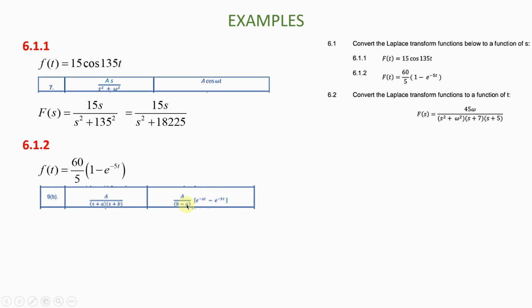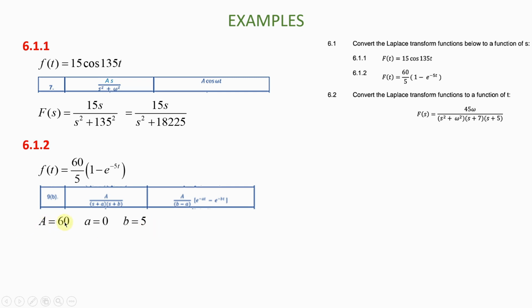And so if a is 0, then what is the value for b? The value for b is 5, because if you look at this here, you will see that it's e to the power of minus bt, and here we have e to the power of minus 5t. So b is 5. Okay, and then capital A, of course, as you can see for yourself, capital A is 60. And so once we have established that, then we have this like that.